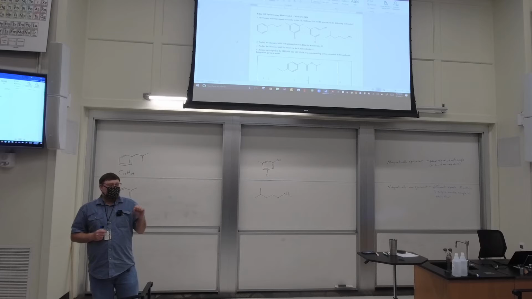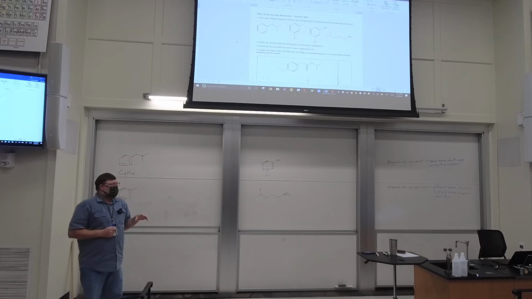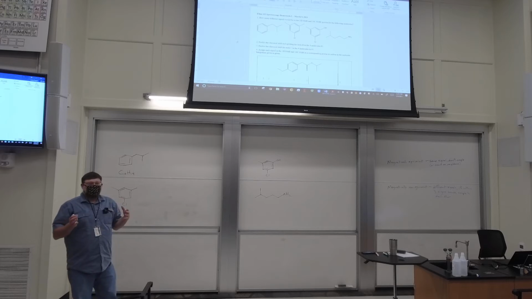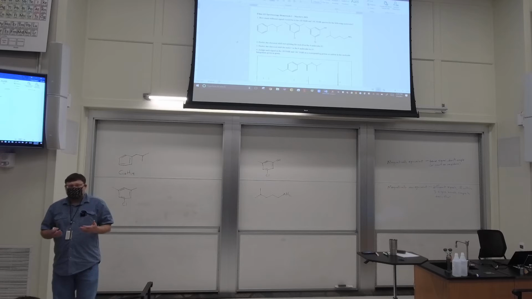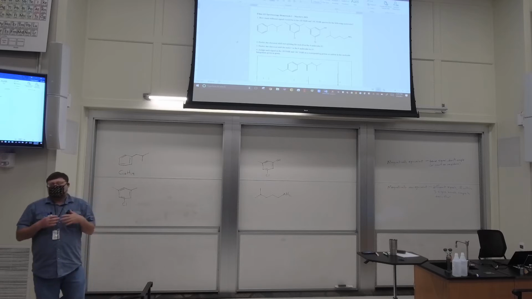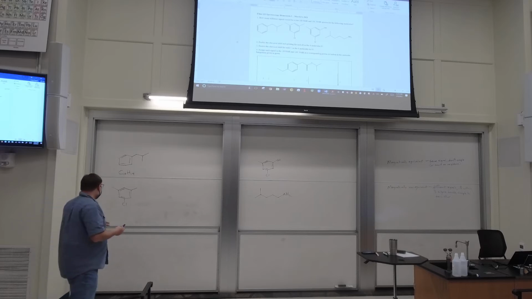So the question here is how many magnetically different carbons are there? How many magnetically different hydrogens are there? There's a couple of different ways to answer this question. You can look for symmetry, and you can also do what's called a replacement test. I'm going to do a replacement test on this molecule.